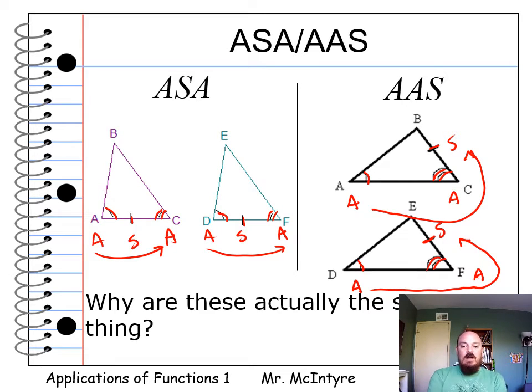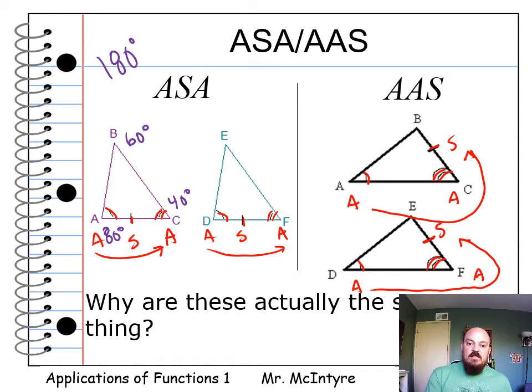So let's talk about why these are actually the same thing. And that's what this says, even though it popped up behind my camera. It says, why are these actually the same thing? Well, here's why. Because it turns out the third angle is the same in both of these anyways. One thing we know about triangles, the three angles of a triangle always add up to 180 degrees. So if I put some numbers in here, let's say angle A right here was 80 degrees, and let's say angle C was 40 degrees. Well, I could find angle B by just adding up and subtracting from 180. Angle B would end up being 60 degrees.